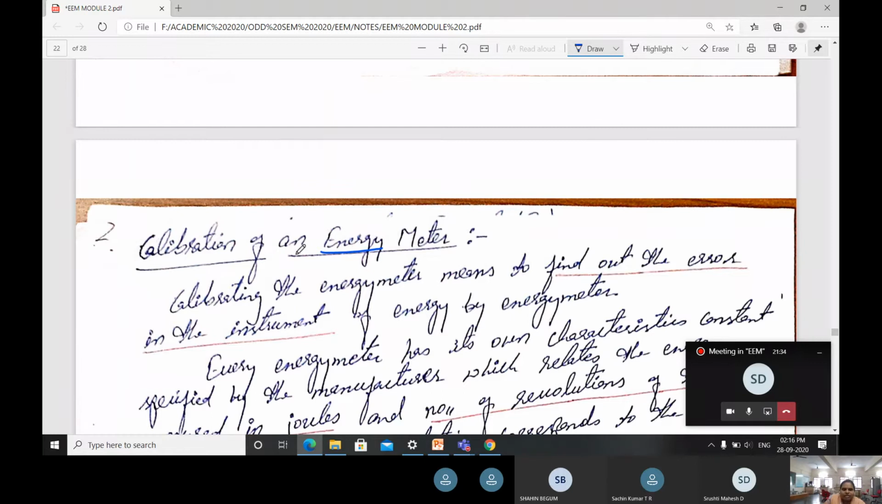Here, the calibration of an energy meter means, when measuring the energy, if there is an error in the meter, just as for the watt meter we come across the error and the minimization methods. In the energy meter also, if there is an error, how are we going to reduce it? This is a small experimental setup so that we can measure the energy.